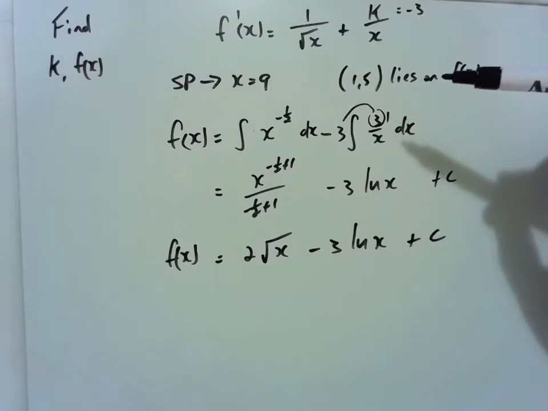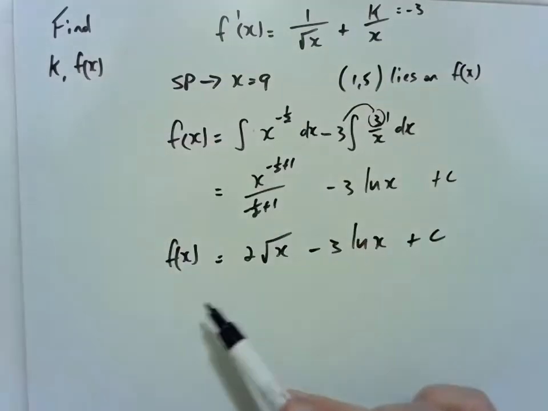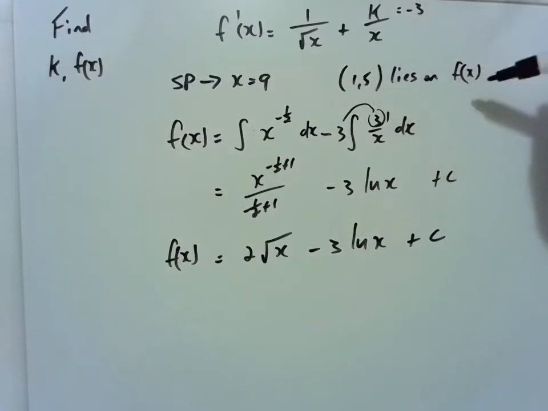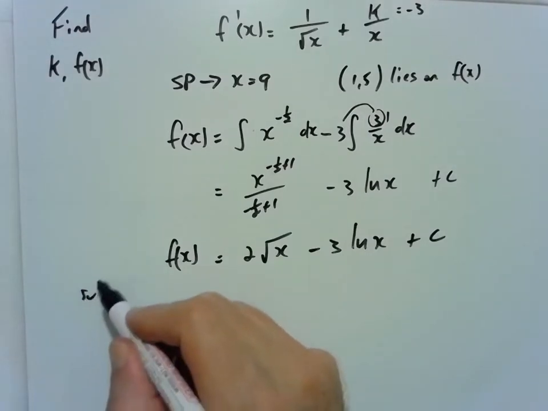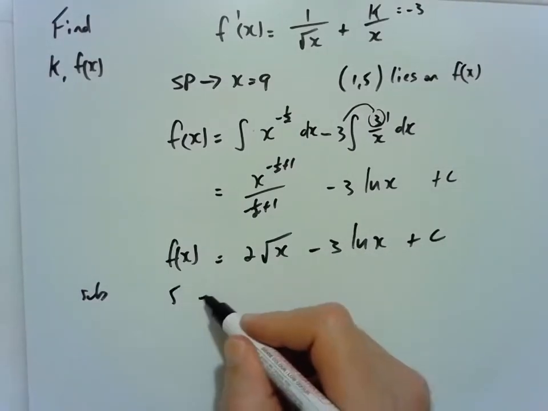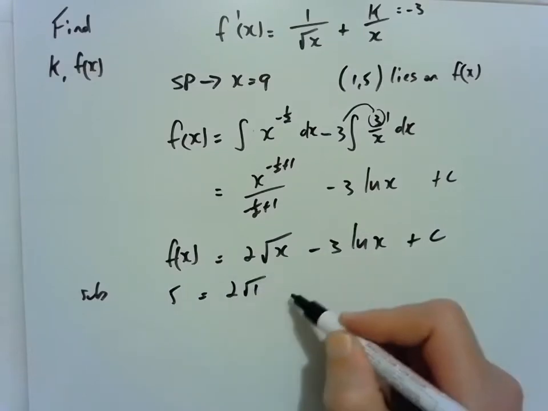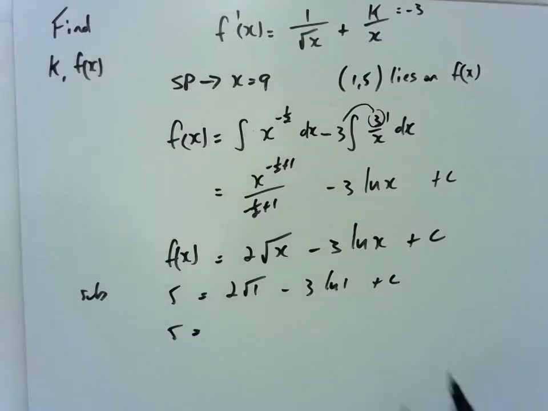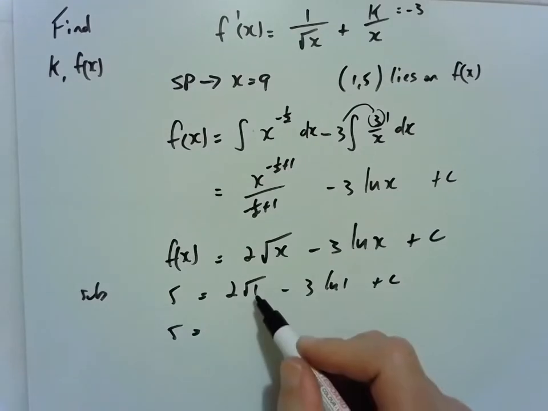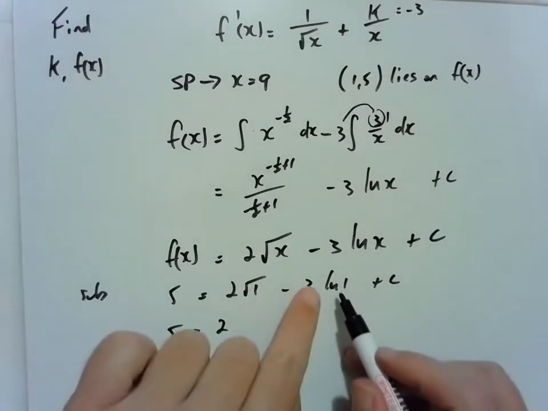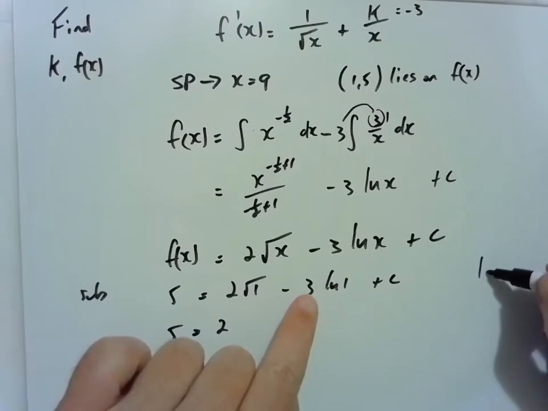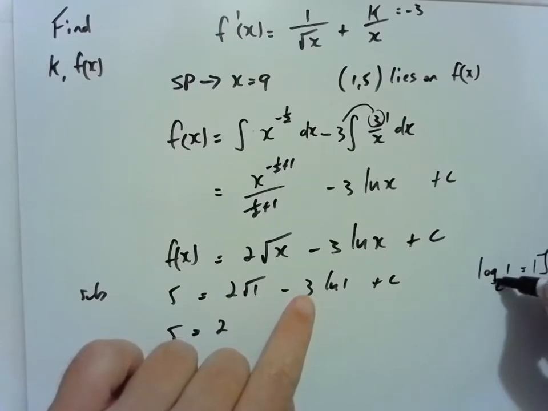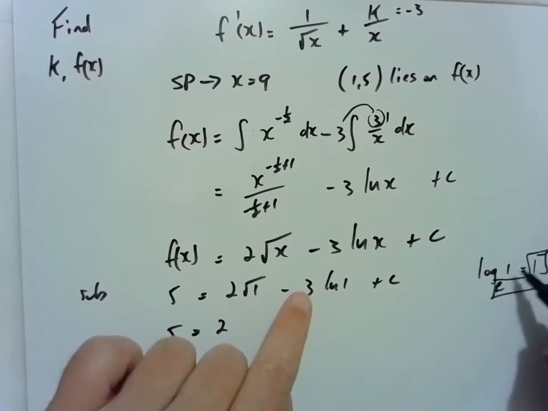Okay, we clearly need to find f of x where we know the c. So you can see that this point (1, 5) lies on f of x, so it must satisfy the equation. So by substitution, we're going to have 5 equals 2 root 1 minus 3 log 1 plus c. I prefer you didn't just do this in your calculator. Root 1 is just 1. Log 1, we're thinking log to base e, what goes here? So we're thinking e to what gives 1.